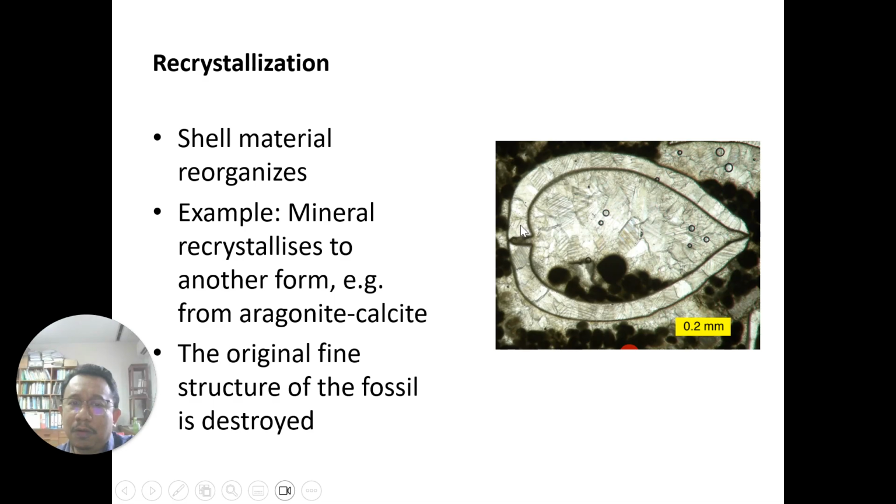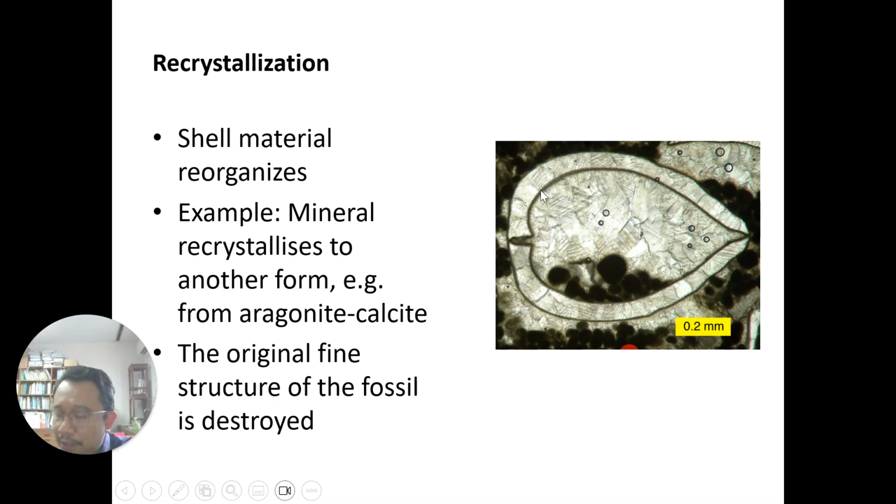Now, the original material has been changed in this case. Originally this was the mineral aragonite, which is calcium carbonate, and it was fine grained, right? It had very small crystals forming the shell. But then you have recrystallization. The mineral recrystallizes, rearranges itself to change into another form of calcium carbonate. It changes into the mineral calcite, which has a different crystal structure, and the crystals growing are much larger compared to the original material.